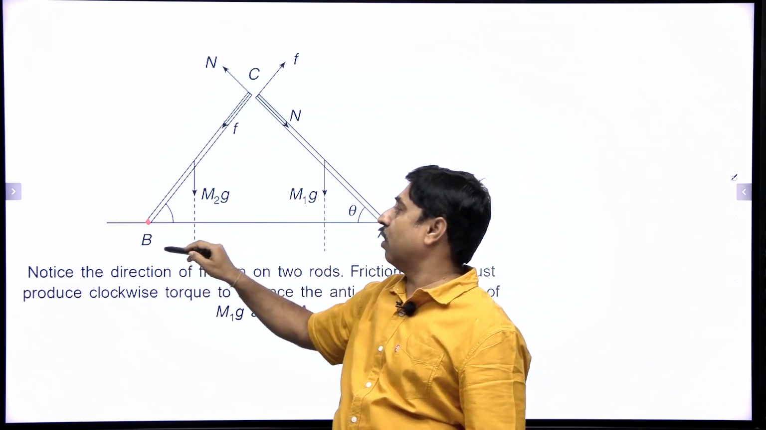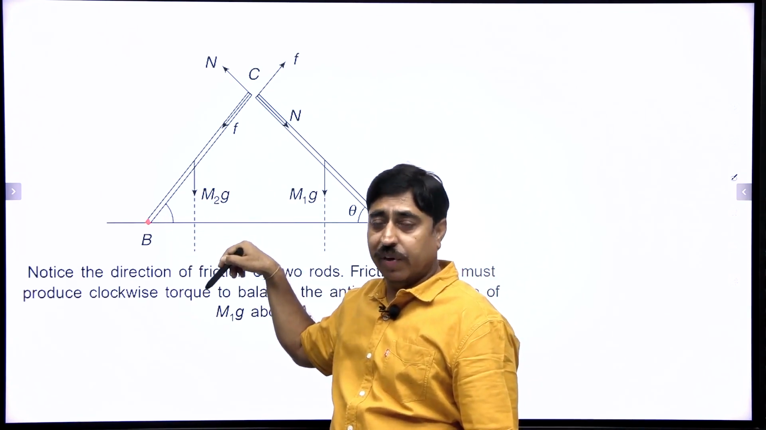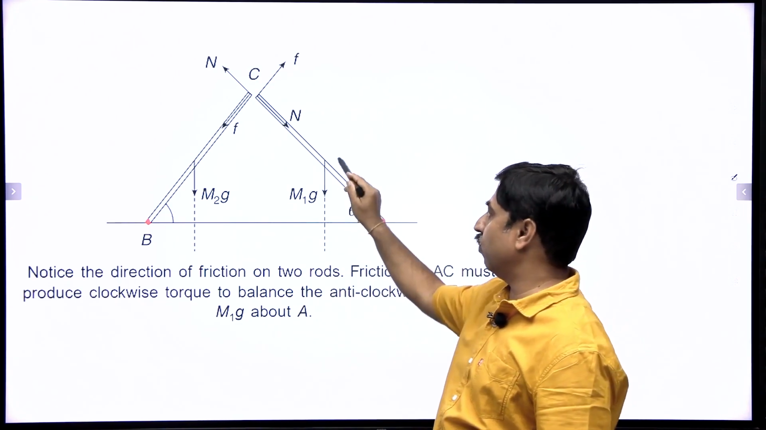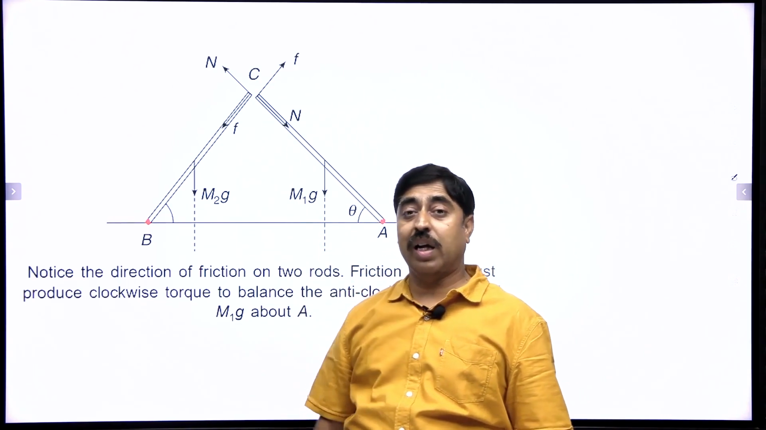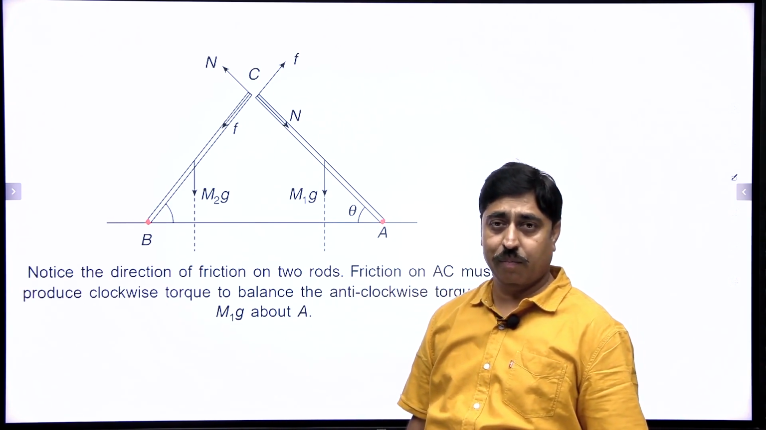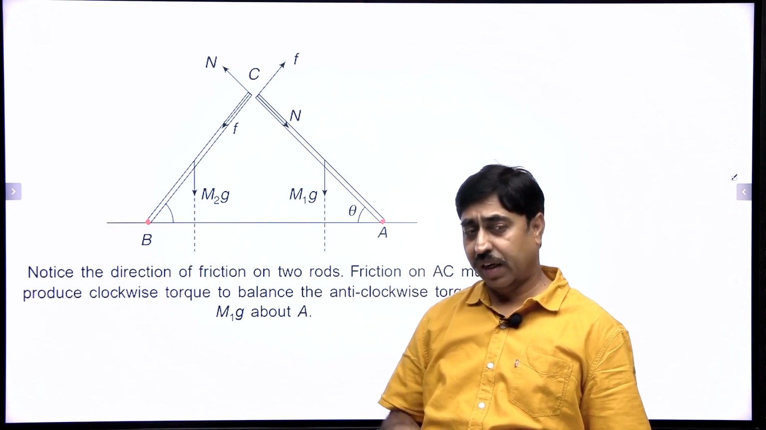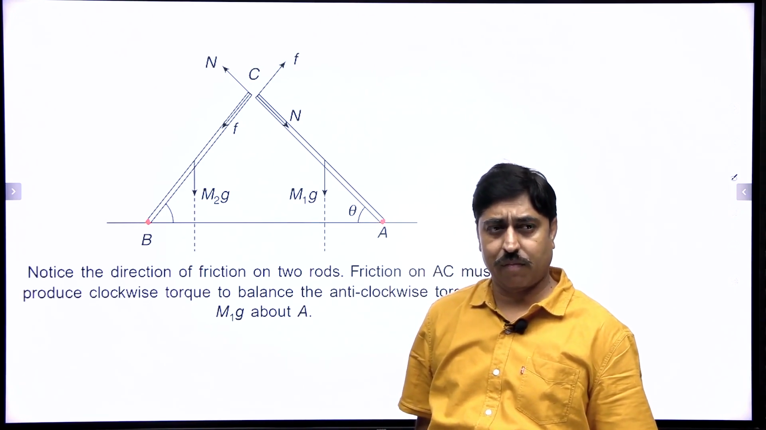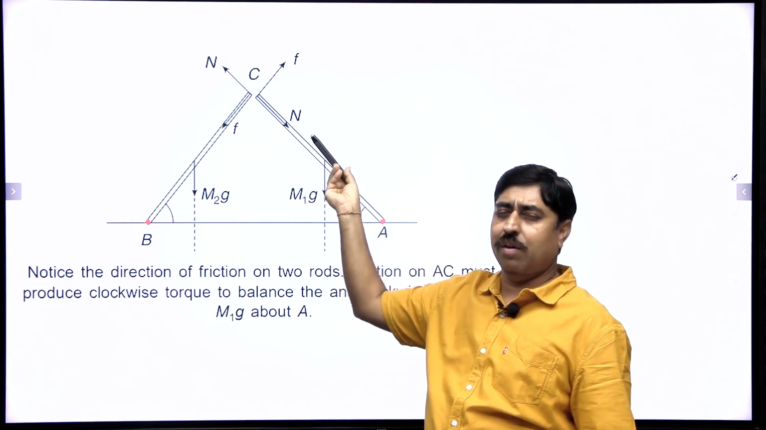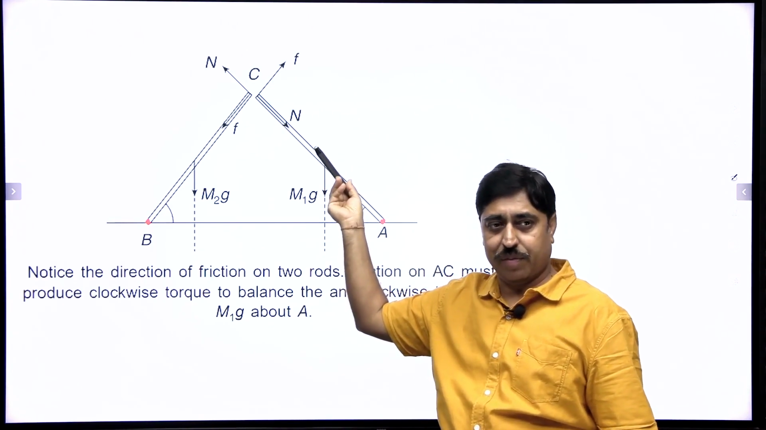Let us say the mass of this rod is m2, so m2g is its weight. Let us say the mass of this rod is m1, so m1g is its weight. And then look at the direction of friction. Look at the direction of friction and be very careful while deciding the direction of the friction. Okay, just by observing this particular rod, you can guess the direction of friction.